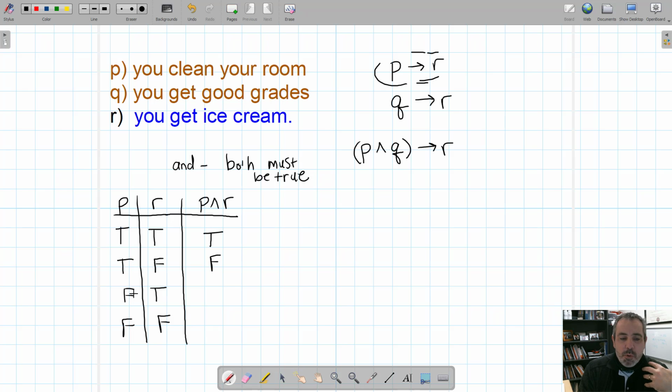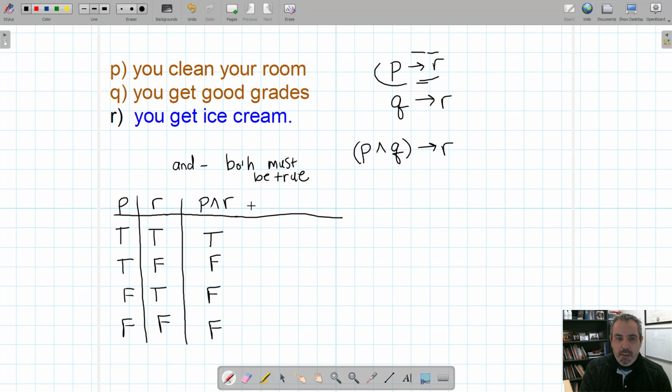If I looked at your room and it was messy and your face had ice cream on it, so you got one of them, that's still a false statement. And if you didn't do either of them, false, right? So really, and is only true if both of the statements are true.